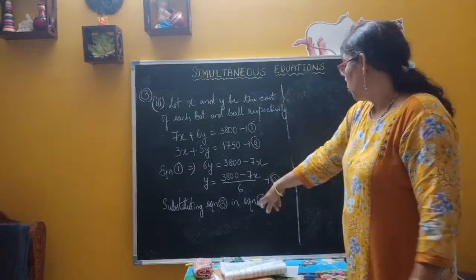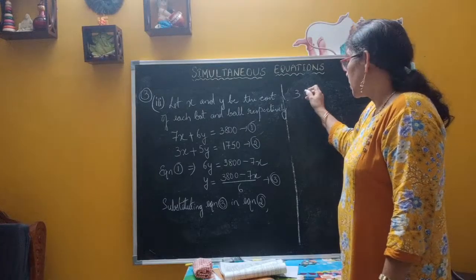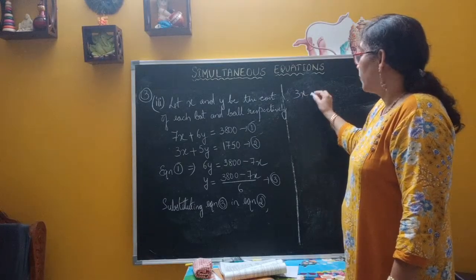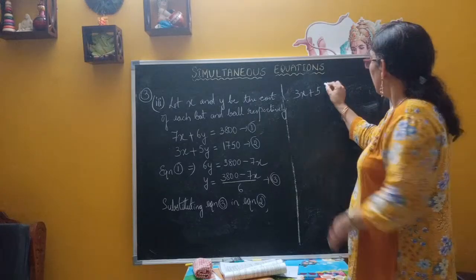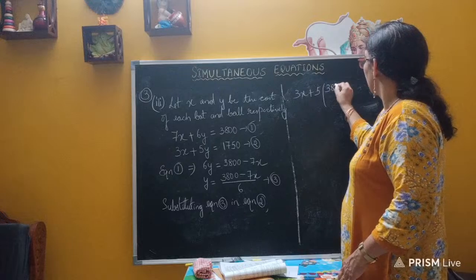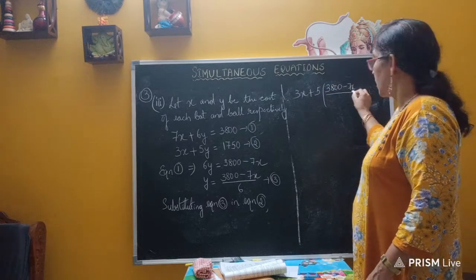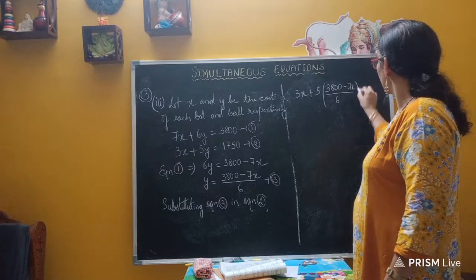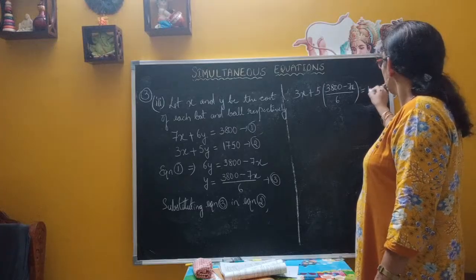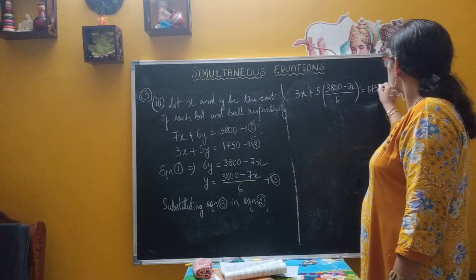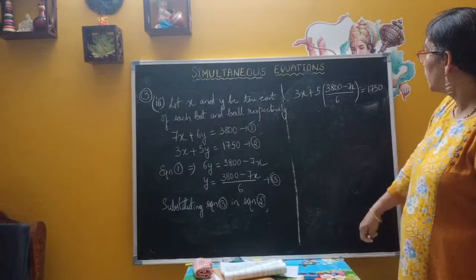Equation 2 is 3x plus 5y is equal to 1750. So 3x plus 5y, that is 5 into (3800 minus 7x) by 6, is equal to 1750. Let us simplify this now.